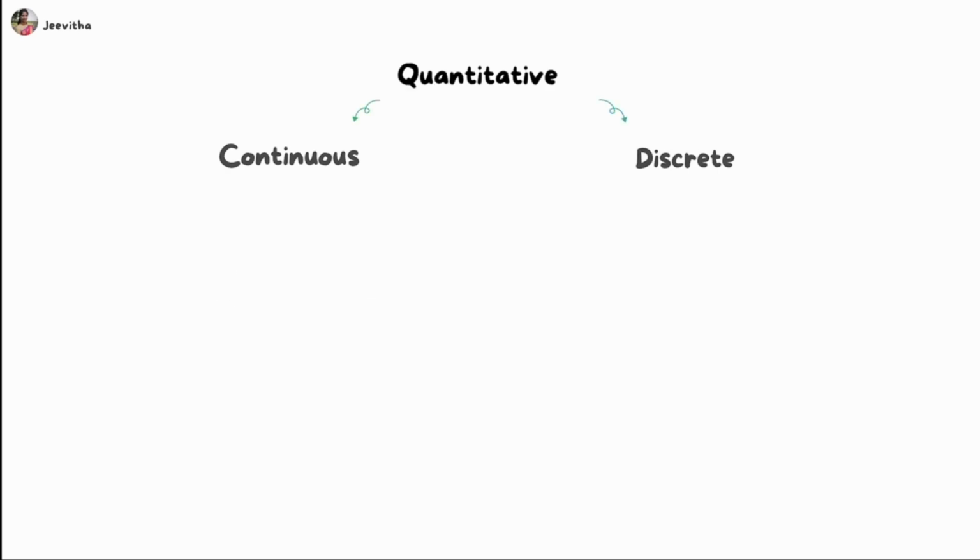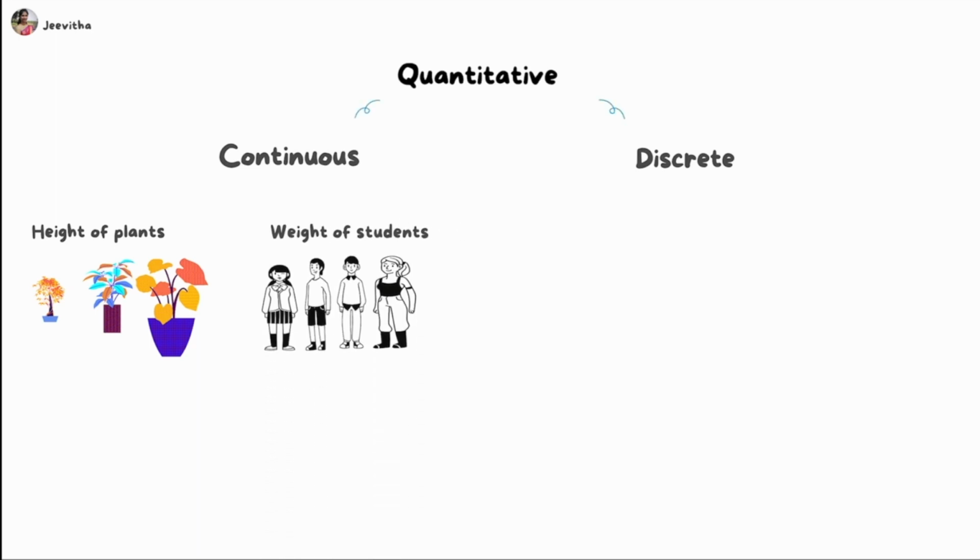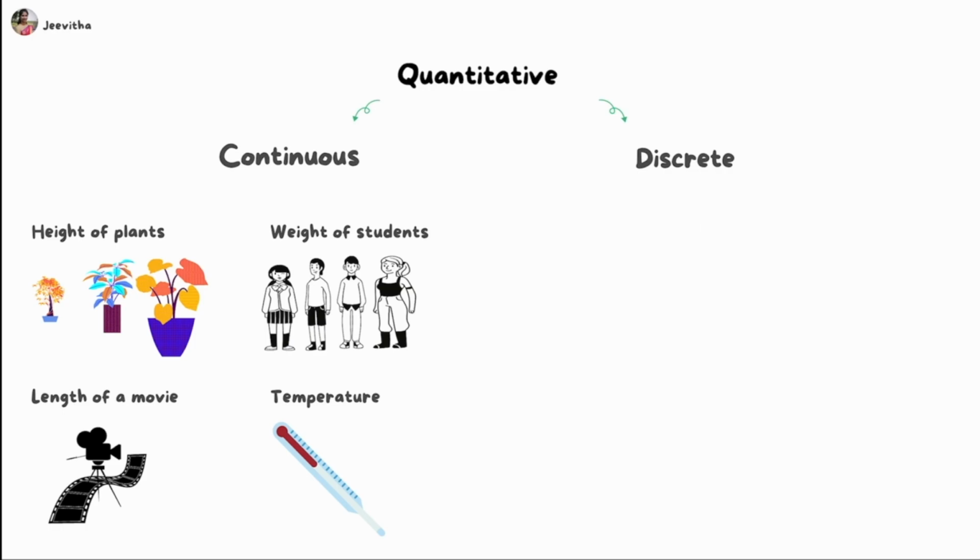Let's look into the different examples related to continuous as well as discrete. Height of a plant. So we're going to measure the height of a plant. So it's a measuring thing. Weight of a student. Length of a movie, and also the temperature. So these are the different things which come under continuous.